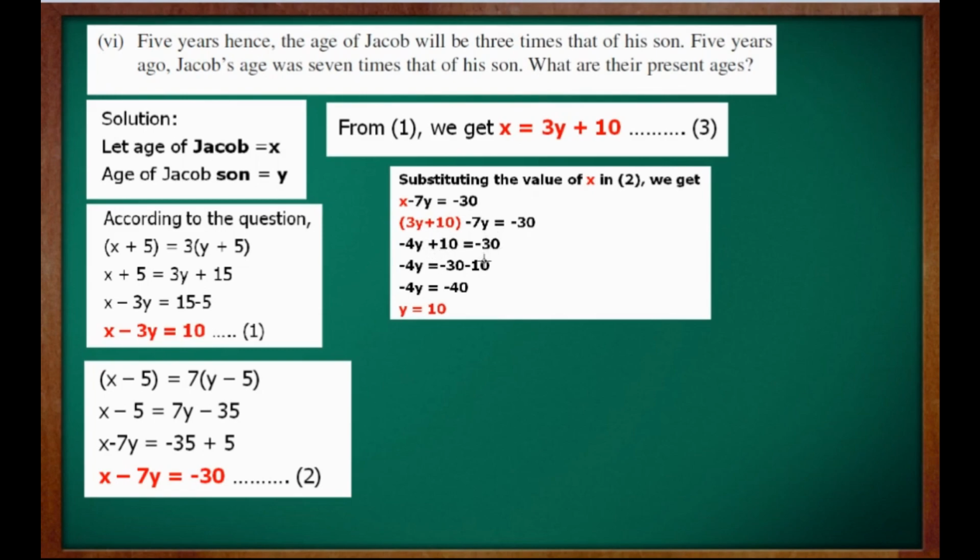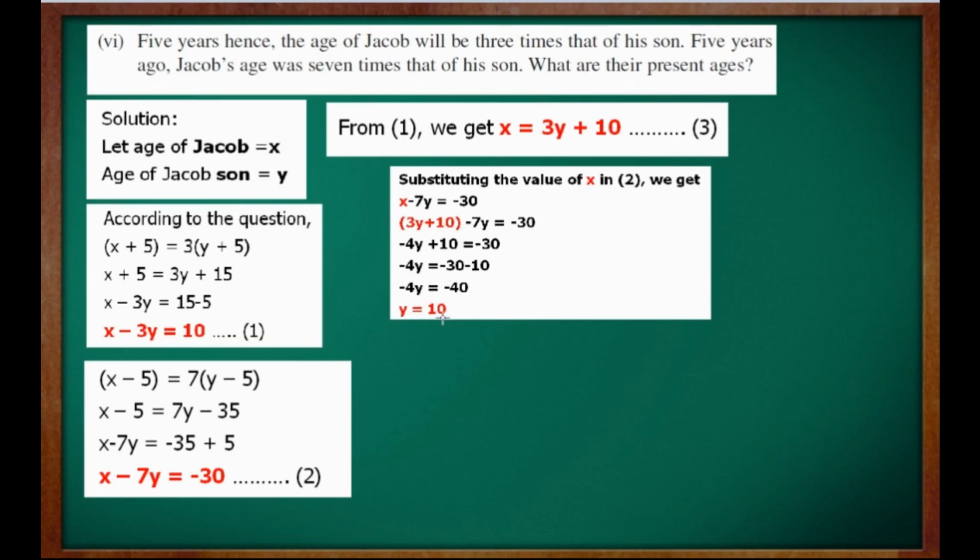When plus 10 moves to the other side, it will become minus 10, minus 30 minus 10 is minus 40. Negative, negative cancel. 4y is equal to 40, y is equal to 40 by 4, which is 10. So we got the age of Jacob's son, which is 10 years.